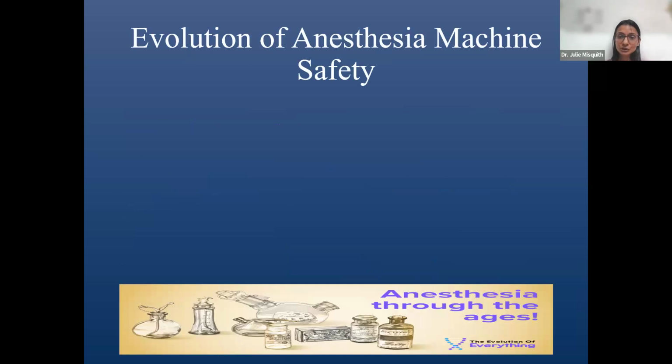Now let's take a brief look into the evolution of anesthesia machines, from early challenges to the adoption of safety standards given to us by the ISO and ASA guidelines.